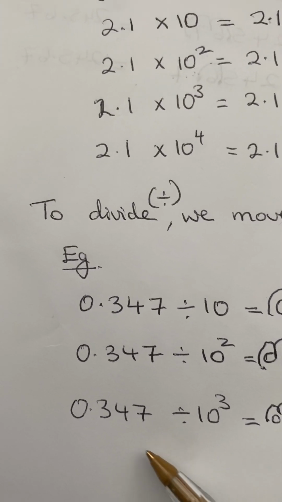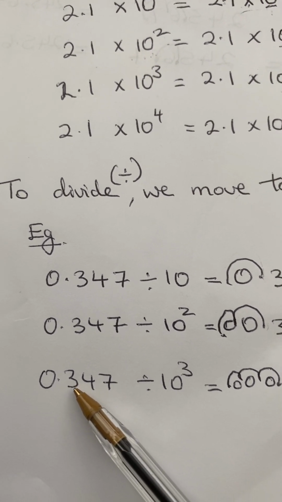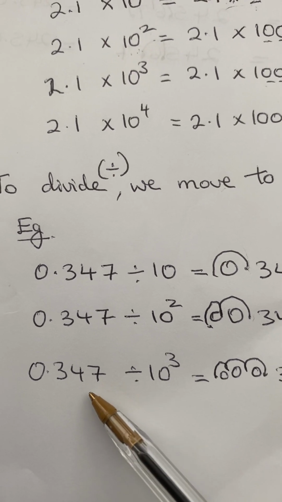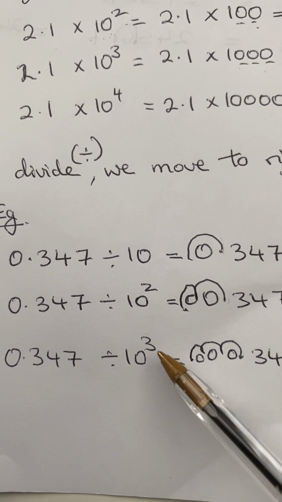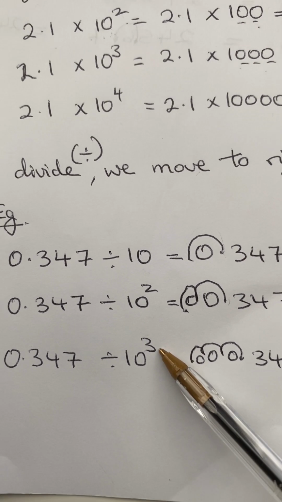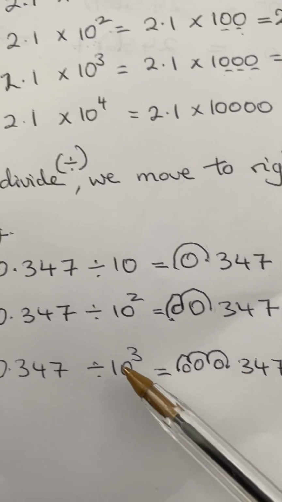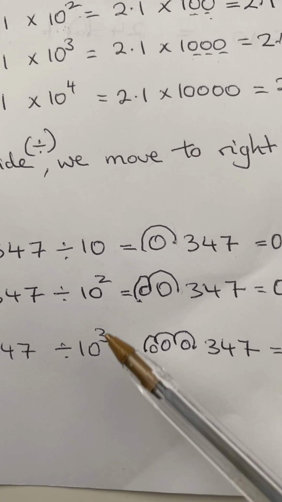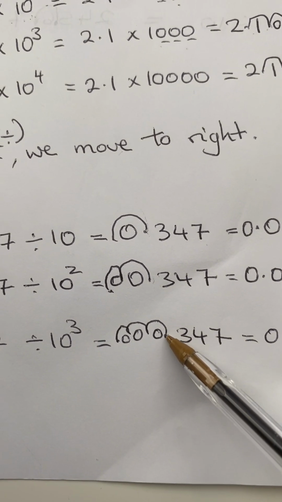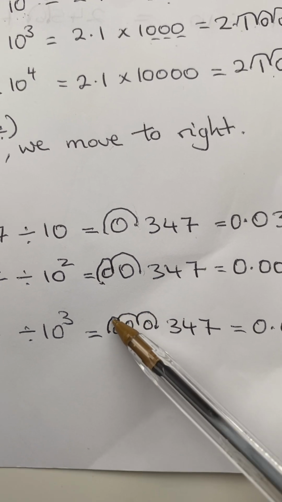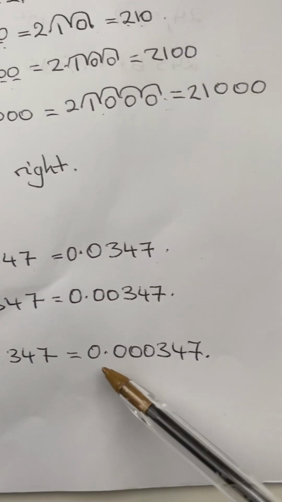The third example I have here for you is 0.34 divided by 10 to the power 3. Okay, so now the decimal place is here. 10 to the power 3, as we saw earlier, has 3 zeros. So we move it again 1, 2, 3. So the new decimal place is here. So we have 0.00034.